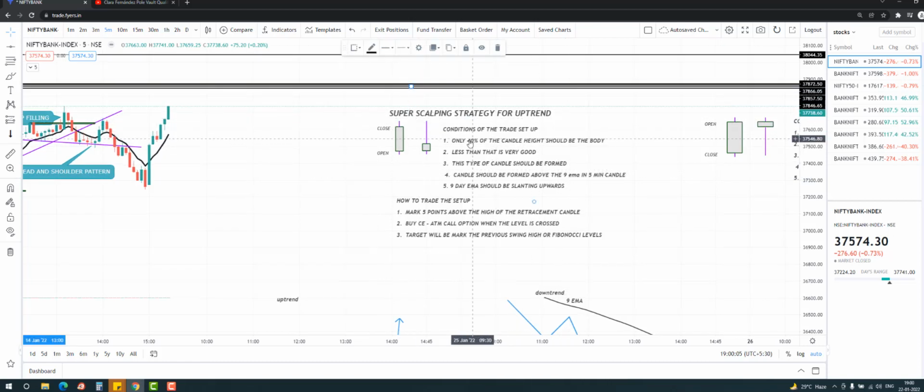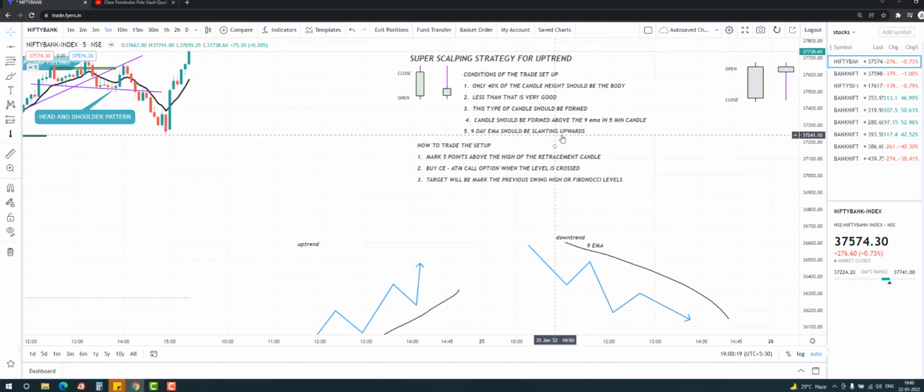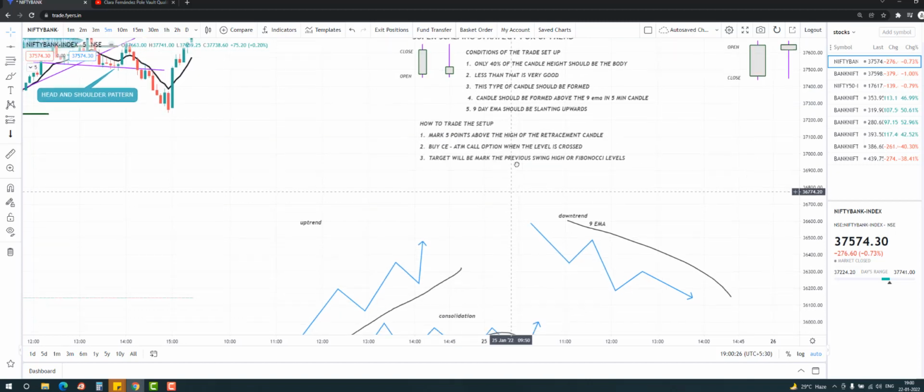So condition number one, traders, 40% of the candle height should be the body of the candle. Less than that, wonderful, we are on it. And this candle should be formed just above the 9-period moving average. The 9-period moving average should be slanting upwards. Mark 5 points above the high of the retracement candle.